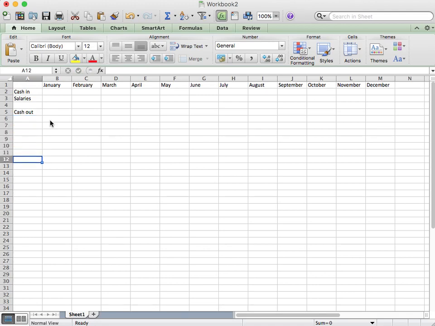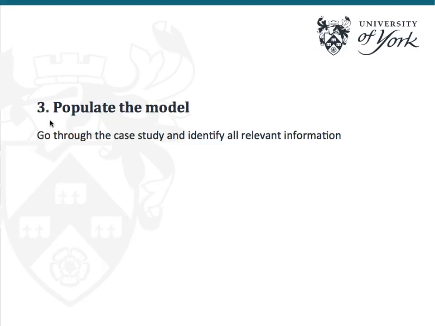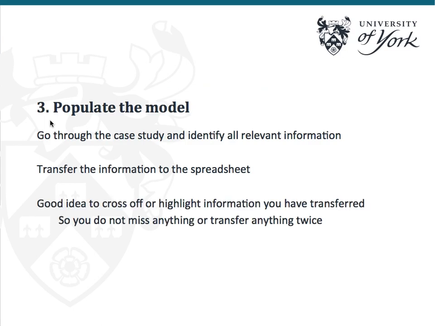Now, a little bit further down here, we're going to have a total line for total cash out. We've already got total cash in because it's salaries, there is only one. And then below the cash out total, I'm going to put the opening and closing balance lines, but we'll come back to that in a little while. So if we go back to the basic template, we'll now go through the case study and identify all the relevant information. We'll transfer that information over to the spreadsheet, and it's a good idea, so you don't lose track of where you are, to cross off or highlight the information as you transfer it. That way you don't miss any information and you don't transfer anything twice.